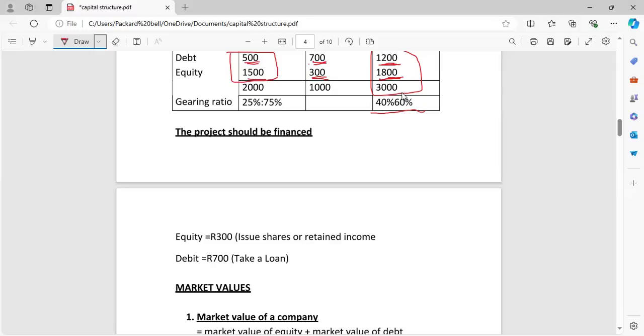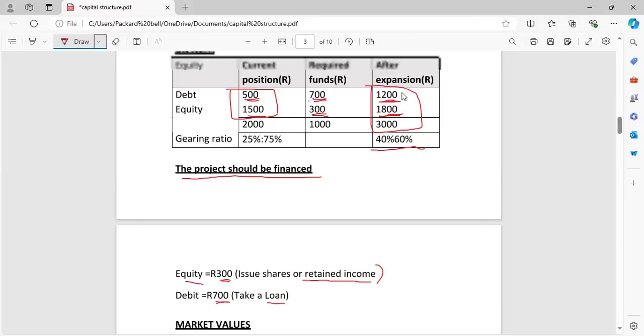So you should now give us here and say the project should be financed through equity. You can issue shares, or we can take the retained income if it is there. Remember, retained income is part of equity. So if we still have retained income, we can take it to finance, or we can borrow from the bank. So that will be your recommendation. After you have done your calculation, the project should now be financed through equity of so much, through debt of so much. So that's basically here.